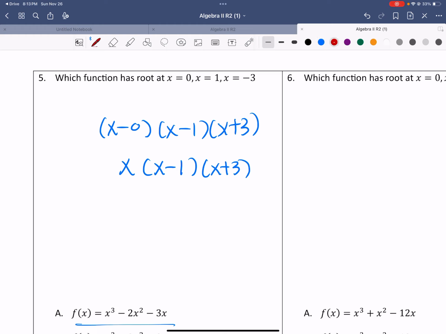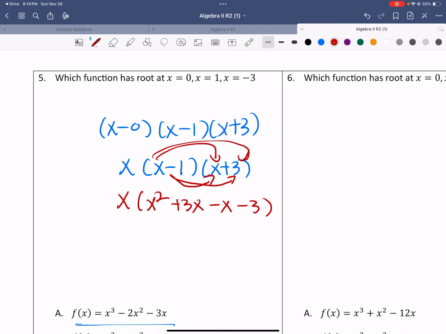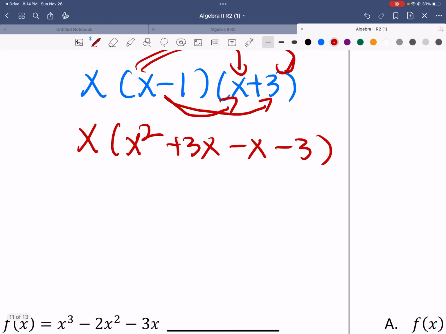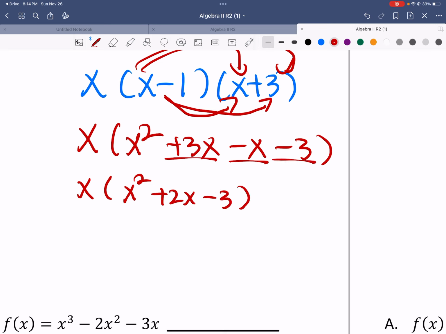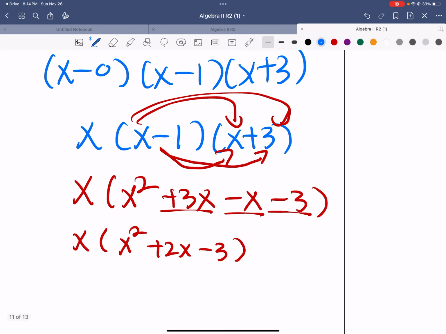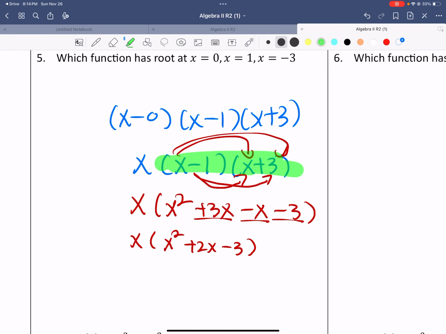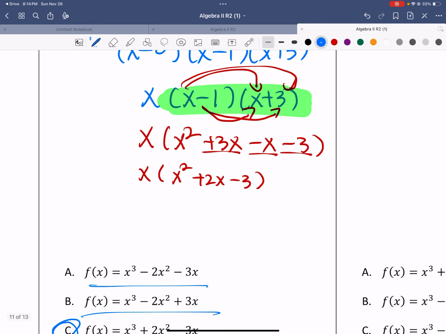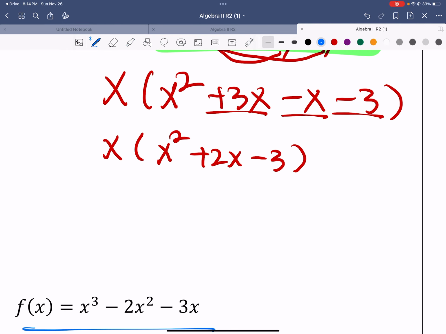So first, I'm going to do the FOIL. x times x is x squared, x times 3 is plus 3x, negative 1 times x is negative x, negative 1 times 3 is negative 3, okay? Do you see here? And even before I distribute x, I'm going to simplify inside. So it's x squared, 3x minus x is plus 2x, and I have a minus 3. If you're asking what just happened, I just did the FOIL here. Do not even use the box method because that's not going to work later.